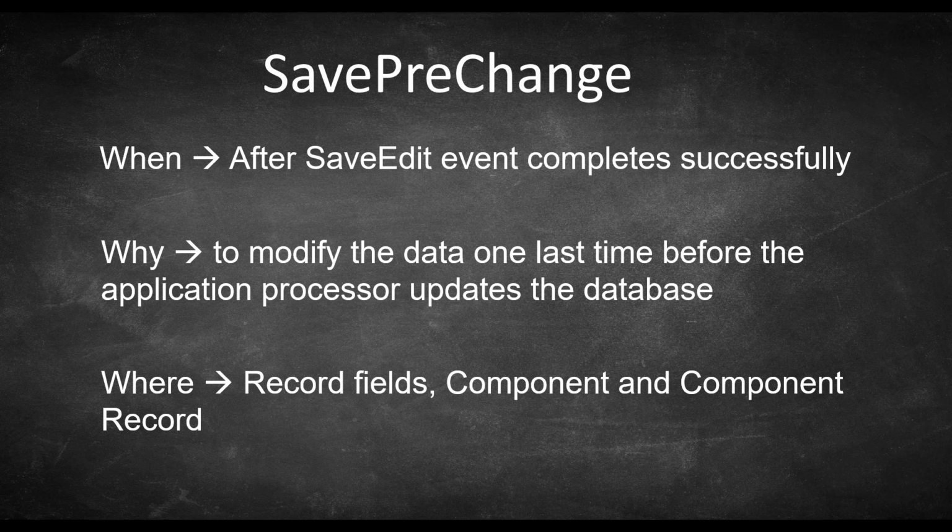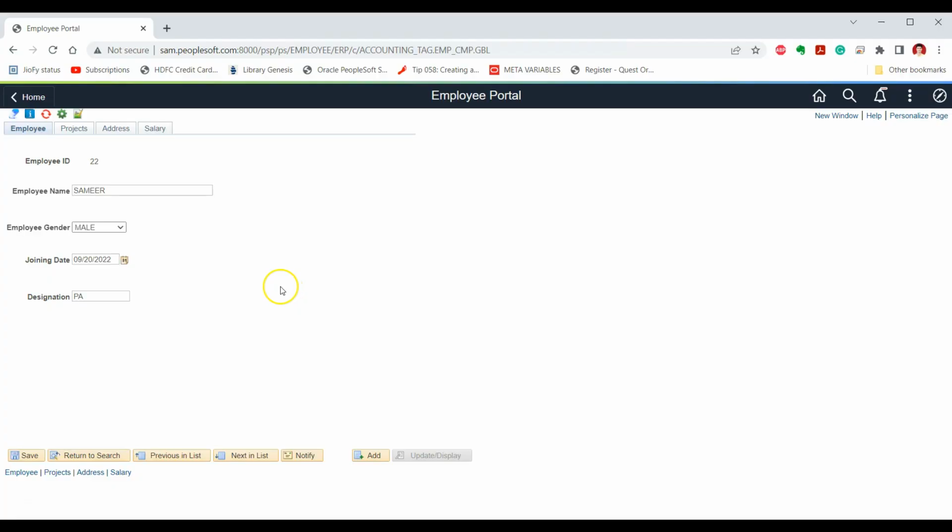So let us see an example to understand the behavior of this event. Now on the employee page, let's say we have a requirement that based upon the gender, the prefix will be added to the employee name. For example, for male, instead of Samir, the database should save Mr. Samir, and for a female, let's say the name is Ria, it should save it as Miss Ria.